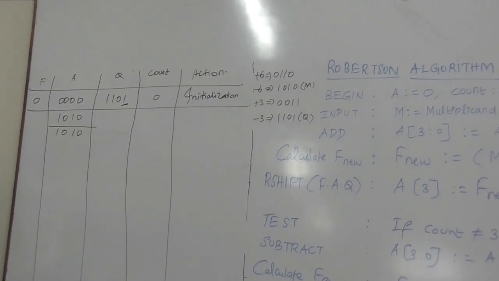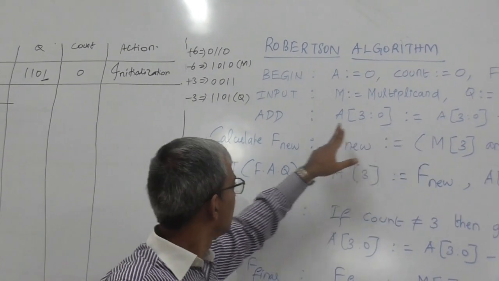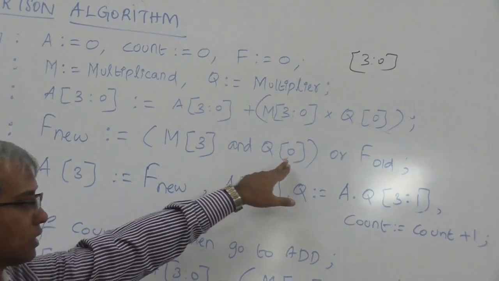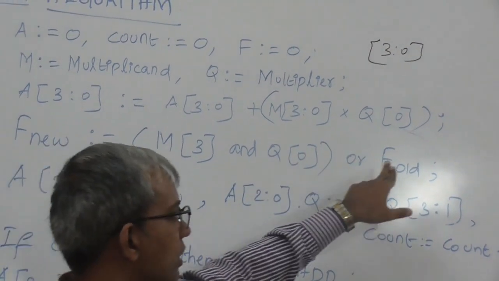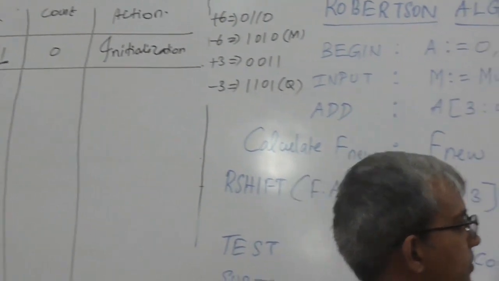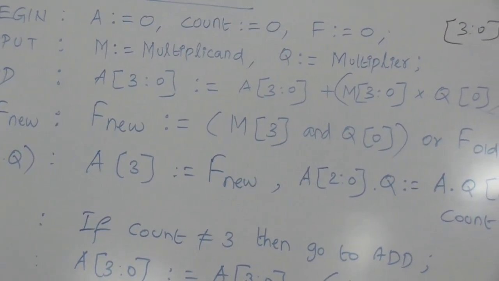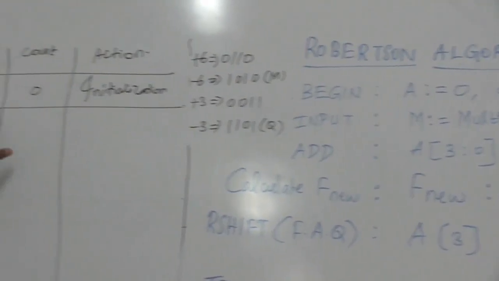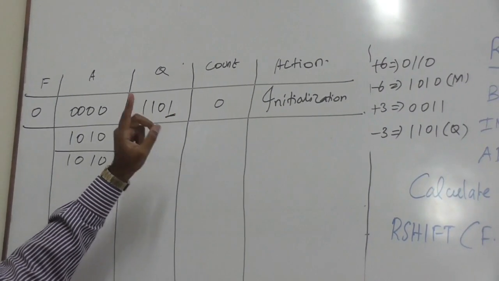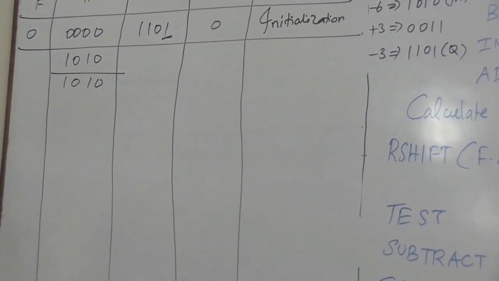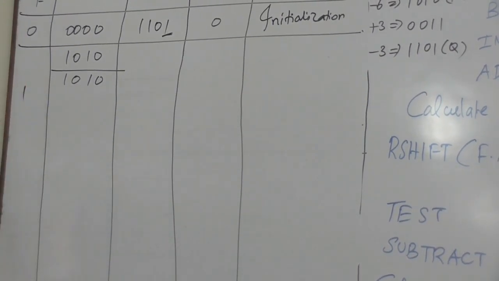After that, what is the next step? This step is over now. The next step is I have to calculate F new. So the formula here is the sign bit of the multiplicand ANDed with the LSB of the multiplier, OR F old. F old, since we have initialized it with 0, the value of F old will be 0 here, right? So F old is 0. And what about the sign bit of the multiplicand? The sign bit of the multiplicand is 1, ANDed with the LSB of the multiplier, which is also 1. So 1 AND 1, the result is 1, OR with 0, so the final result of F new in this iteration is 1. So this is the new value of F, right?